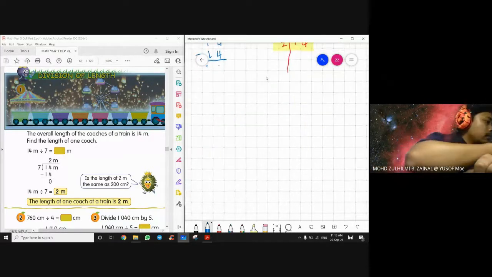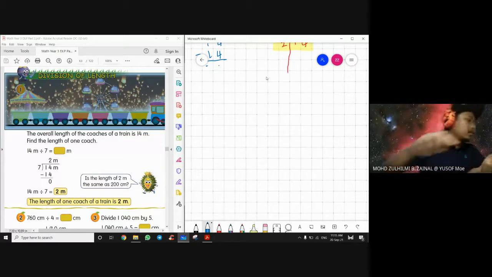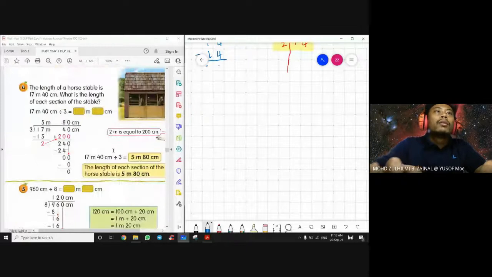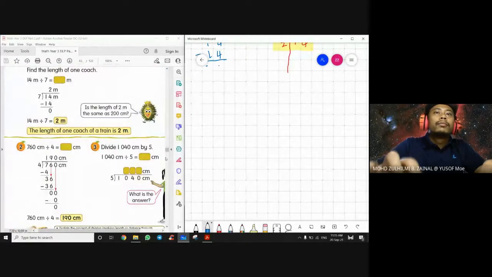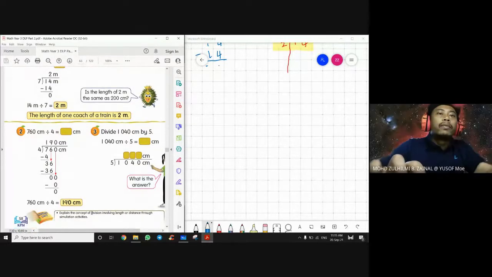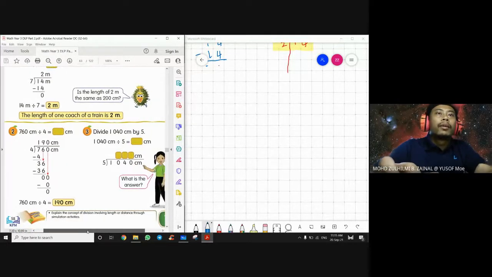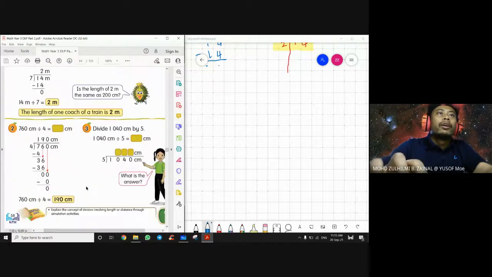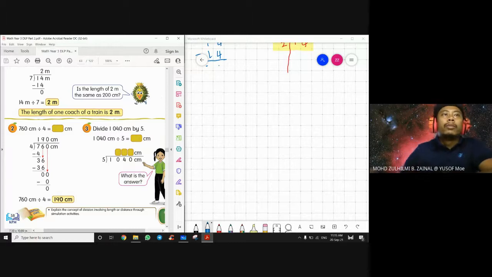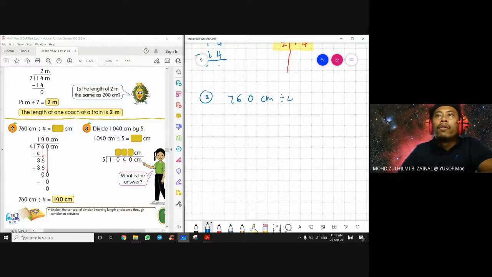Who's this? Oops, question number 2. Okay, Teacher, kita baca kat page mana, Teacher? Page 58 lah, Shiva. Just after the multiplication topic. Okay, number 2. Okay, tengok sini. Question number 2, 760 centimeters divided by 4.